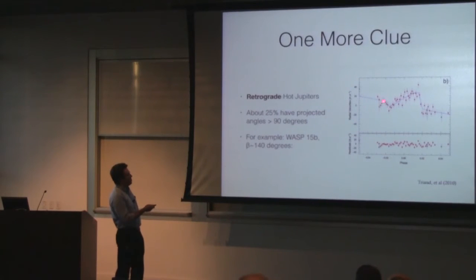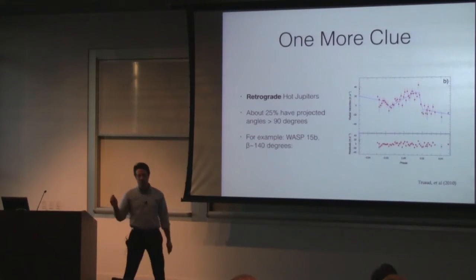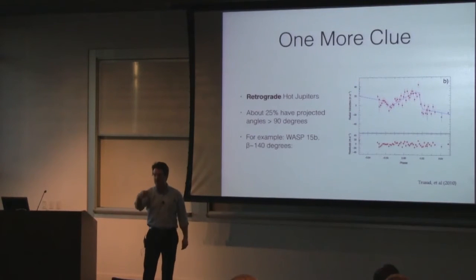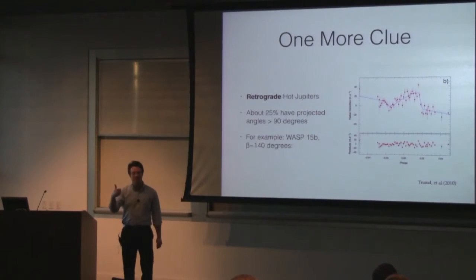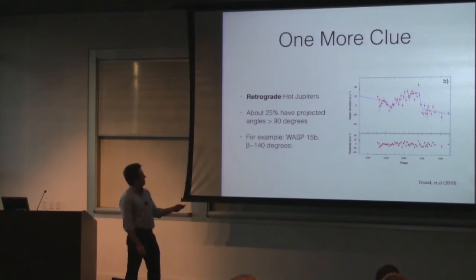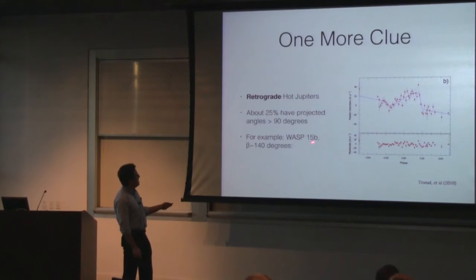And by whether this curve goes down first or up first and then down, you can tell whether the planet entered transit on the blue side and then the red side. That would be what you'd expect if it's going in the same sense as the star. Or whether it entered the red side first and then the blue side. That's what you'd expect if it was going backwards. This planet, which is WASP 15b, is going backwards.